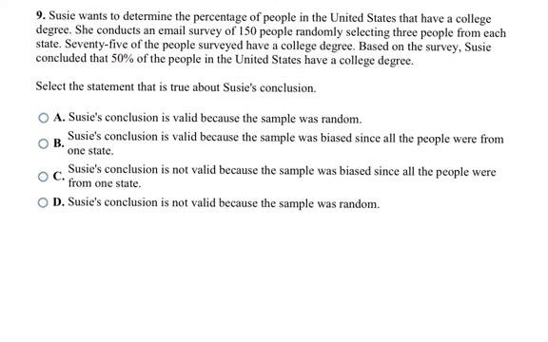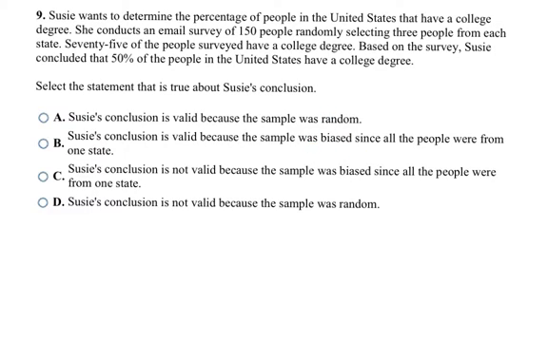Number 9 says Susie wants to determine the percentage of people in the United States that have a college degree. She conducts an email survey of 150 people, selecting 3 people from each state. 75 of the people surveyed have a college degree. Based on the survey, Susie concluded that 50% of the people in the United States have a college degree. So this question, if I look at the answers, is wanting to know if her conclusion is valid or not valid, because it was a random sample or a biased sample.